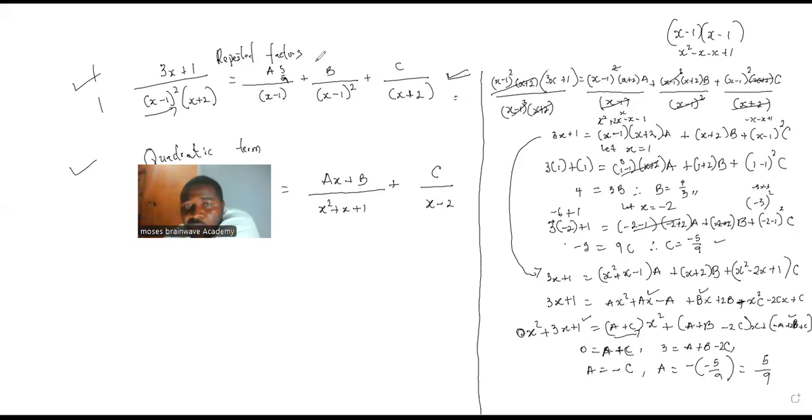B is 4 over 3. Then we'll have our C is minus 5 upon 9. So fantastic. I can rewrite this as 5 upon 9 over x minus 1. This can be written as 4 over 3 into x minus 1 all squared. This is negative, so we have negative 5 upon x plus 2.